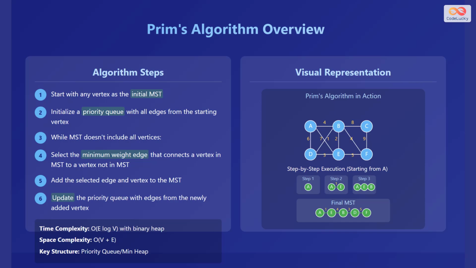The time complexity of Prim's algorithm is O of E log V when using a binary heap for the priority queue. The space complexity is O of V plus E. The key data structure used is the priority queue, often implemented as a min heap.